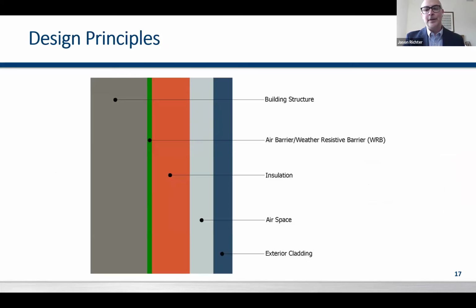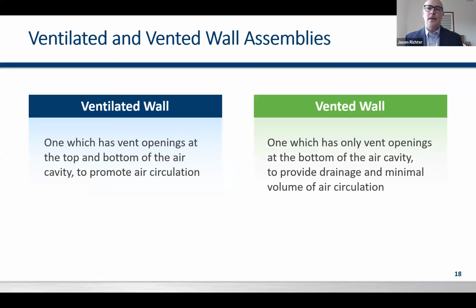It's a concept that has evolved a little bit over time, but the primary components of your wall assembly break down as such. You'll have your building structure, be it wood framing, metal studs, what have you, your air or weather resistance barrier, your continuous insulation, then an airspace, and then your exterior cladding. So the airspace will depend a lot on what that cladding element is. The more porous, the bigger the airspace cavity has to be.